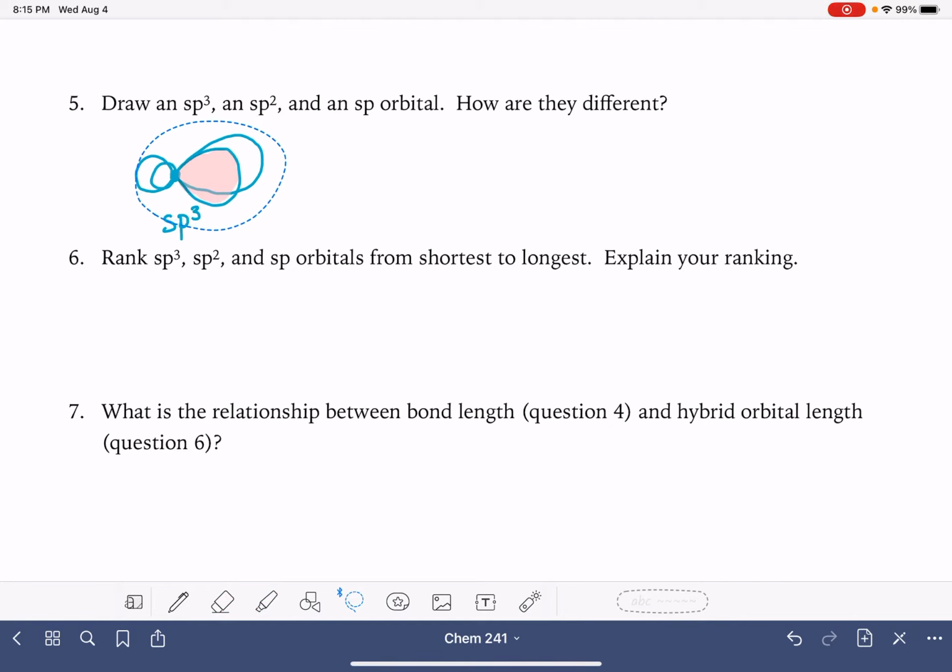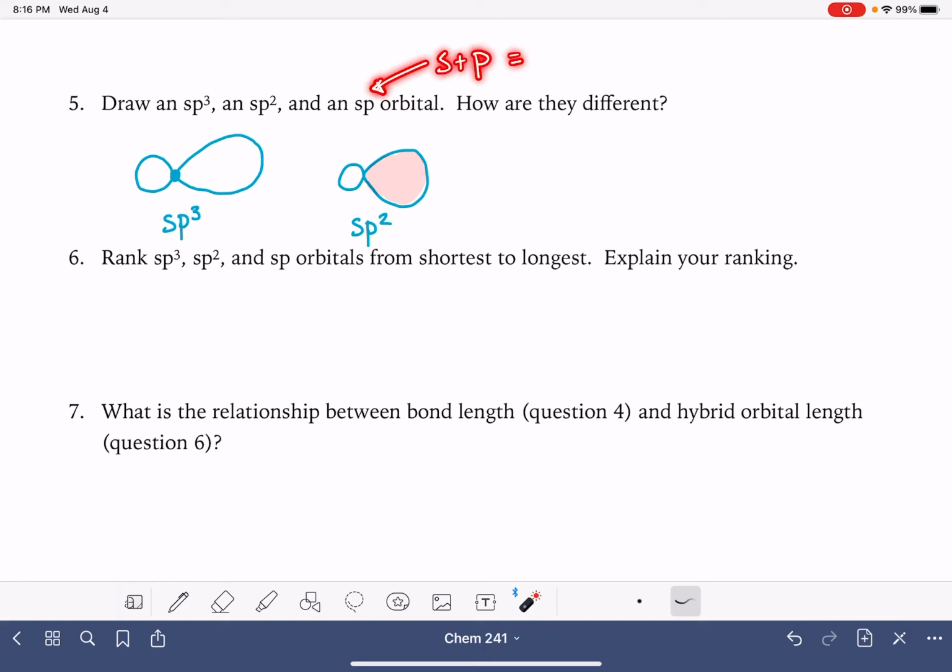I feel like I did an okay job. I want this lobe to be more spherical, not perfectly spherical, just more spherical, and also a little bit shorter to match the shape of an s orbital. So that's my version of an sp2. And then an sp orbital, by the same logic, comes from 1 s and 1 p, so that means it's 1/2 s and 1/2 p.